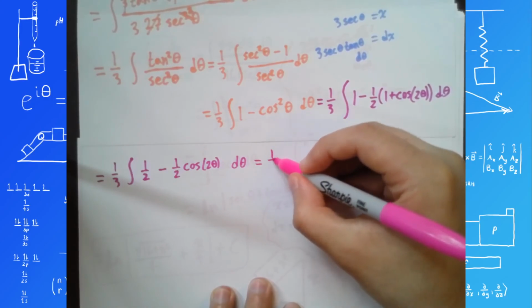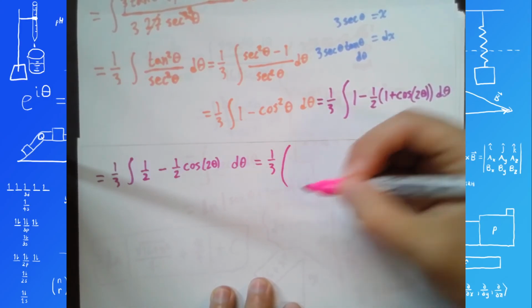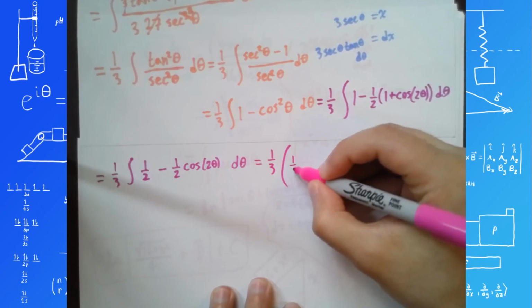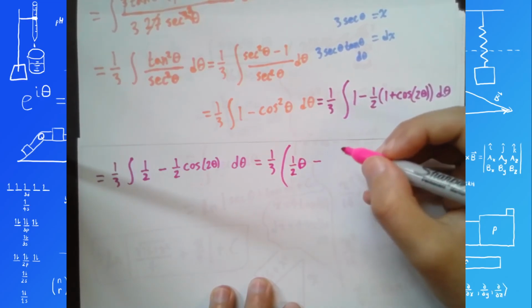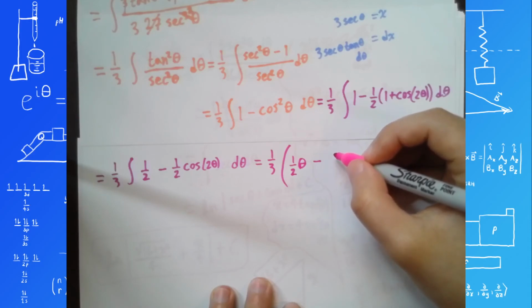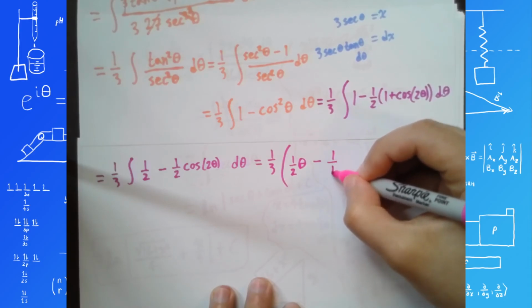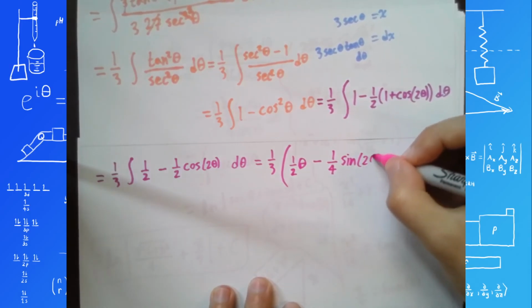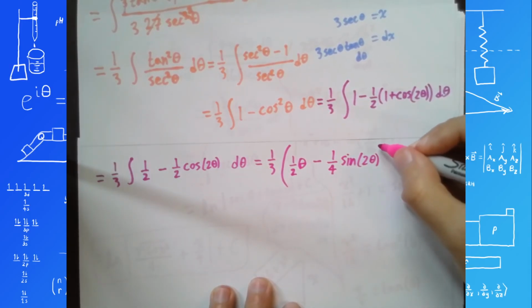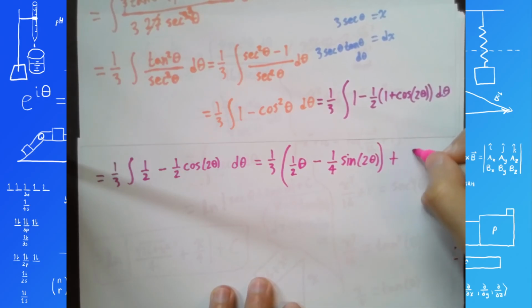We would have 1/3 times 1/2 theta minus 1/2, and we're dividing by 2, so that's 1/4 sine of 2 theta plus c.